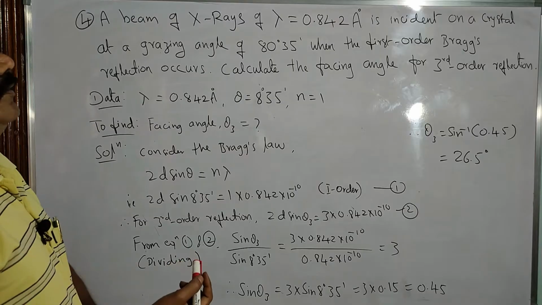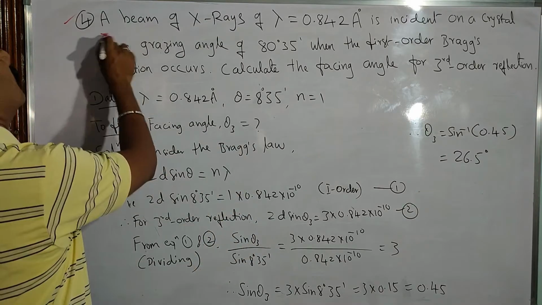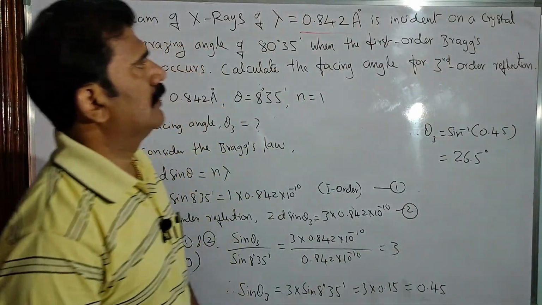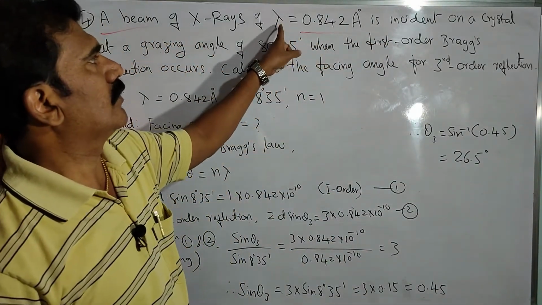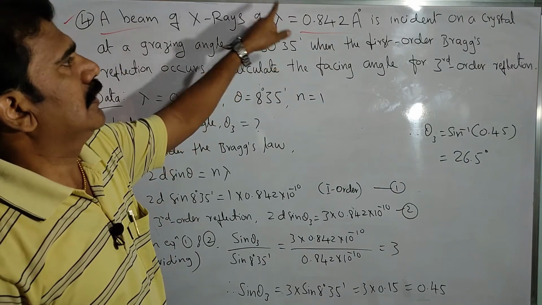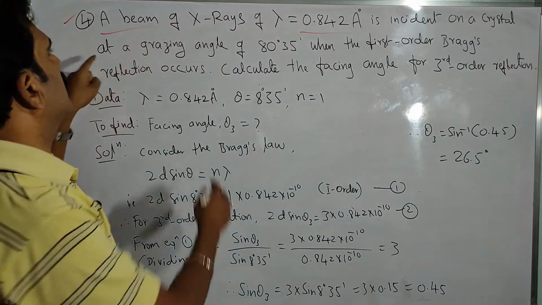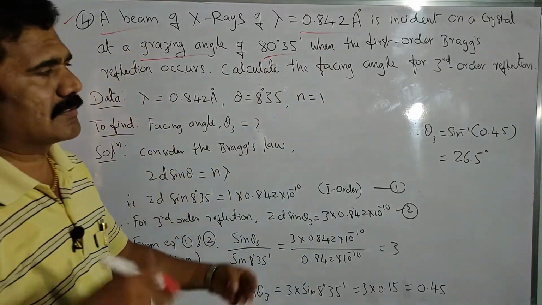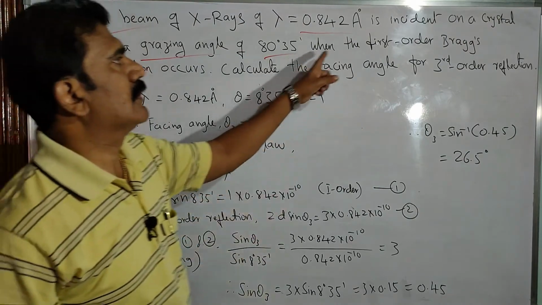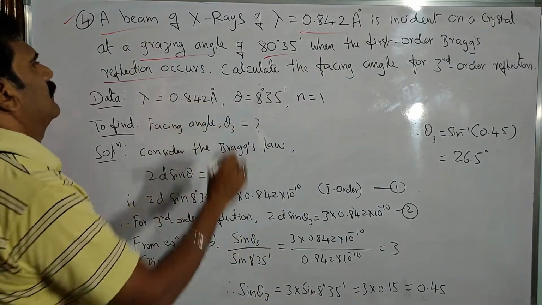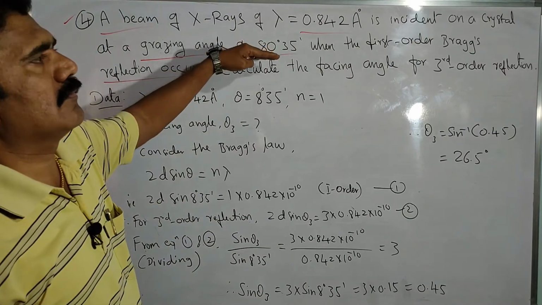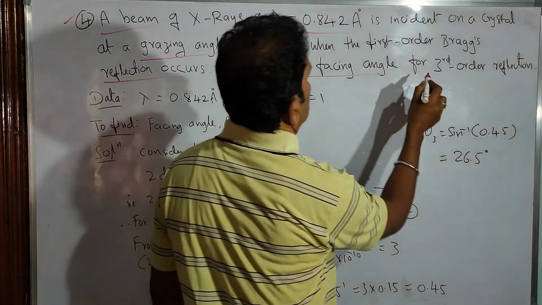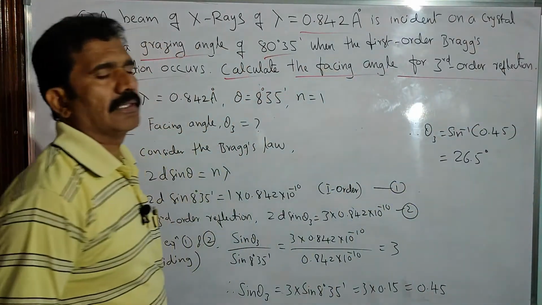Okay, take down the next problem. A beam of X-rays of lambda equal to 0.842 angstrom, that means the wavelength of the X-rays is given, is incident on a crystal at a grazing angle of 80 degrees 35 minutes. This particular angle gives the first order Bragg reflection. Then it is asked to calculate the glancing angle for third order reflection.